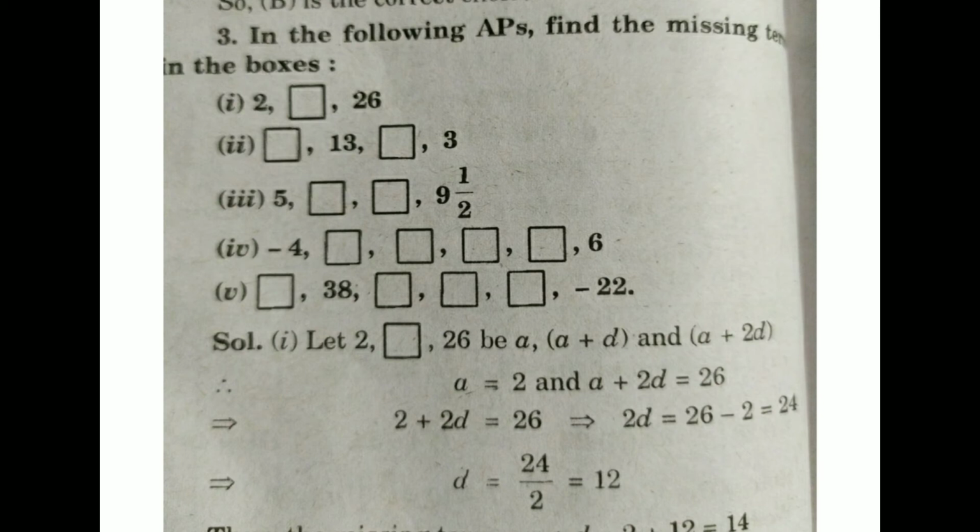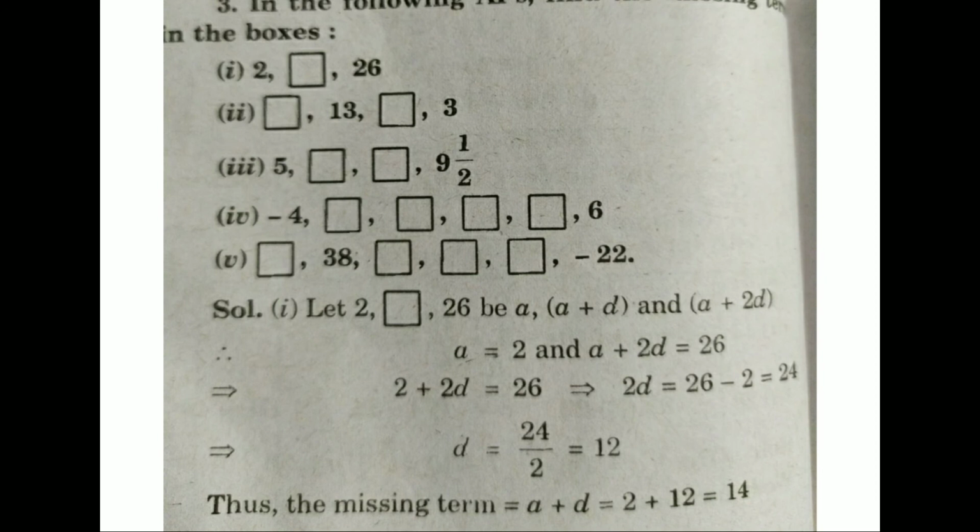Now a equal to 2 and a plus 2d equal to 26, so we can write 2 plus 2d equal to 26, or 2d equal to 24, you can see here. So d equal to 12. So we can find out the missing term, that is, the missing term is 14. As you can see here, the missing term is 14.